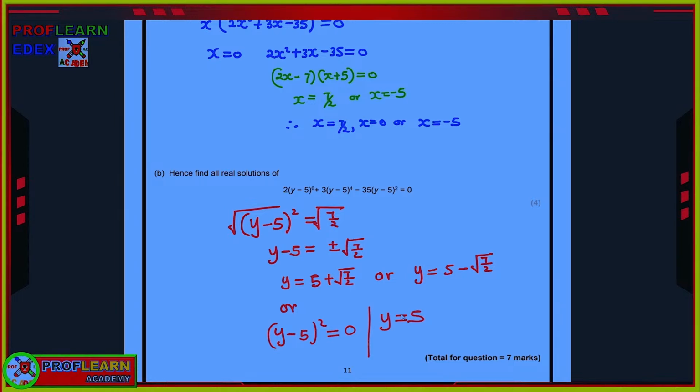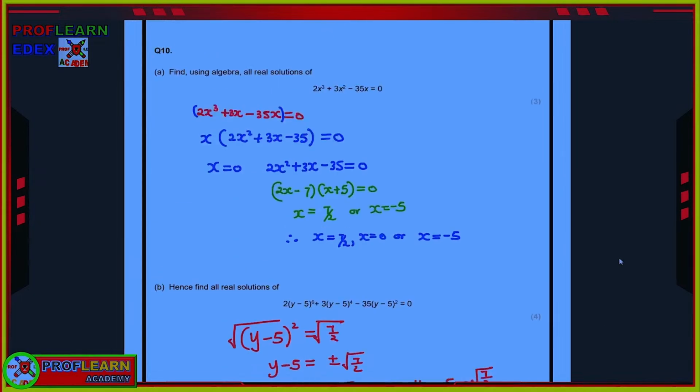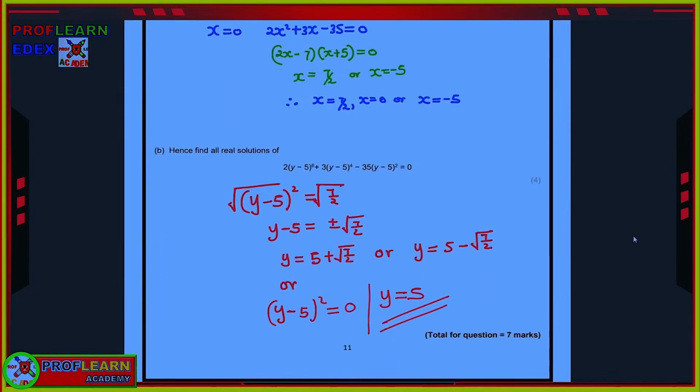There's no way we're going to equate y minus 5 squared to negative 5, which was one of the values of x, because there's no way you can find a square root of a negative number. So that is basically what we were supposed to stop at in this particular question.